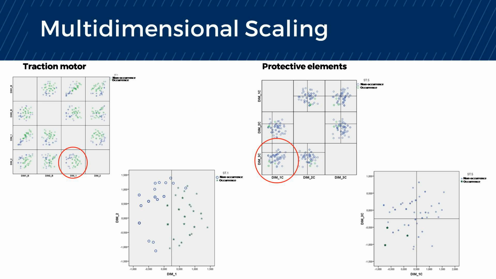These are some graphical results found with multidimensional scaling. For each variable, in this case the proposed system, 2 or 3 dimensions were used to correlate a dimension to a system. As we can see, for the variable st.1 traction motor, and for other traction systems, there are points that go beyond the division. For the protective elements st.5, quadrant divisions did not provide information.